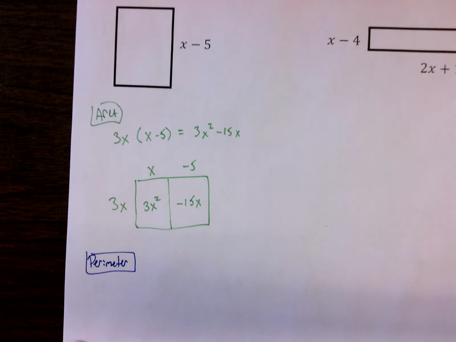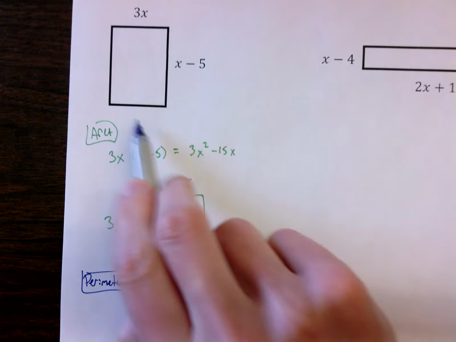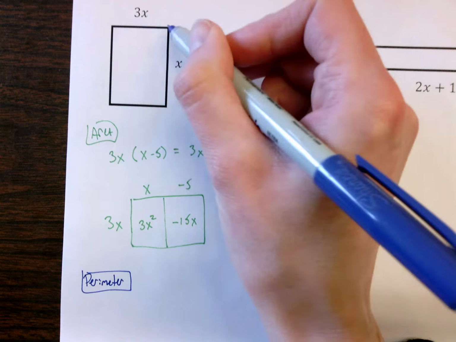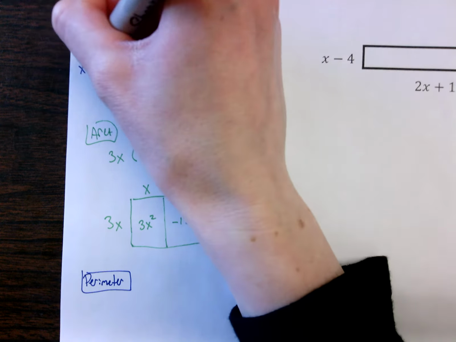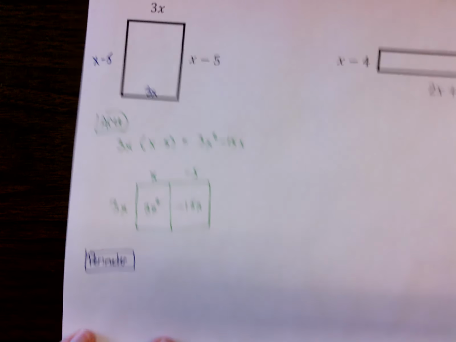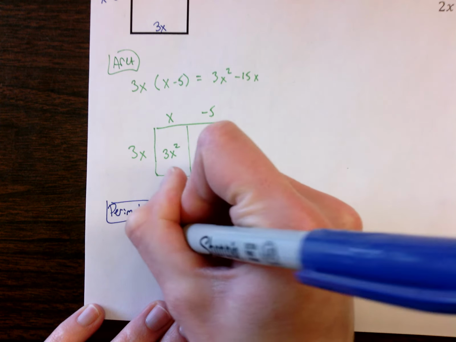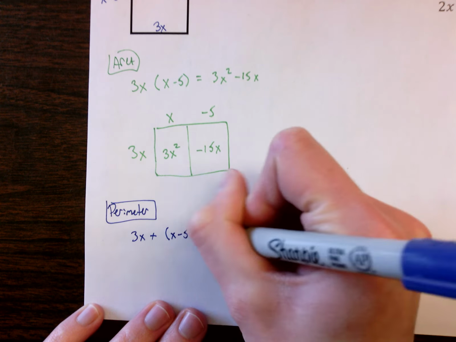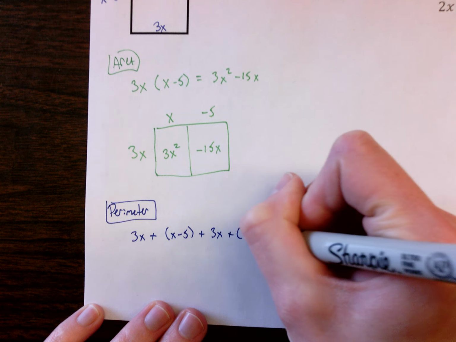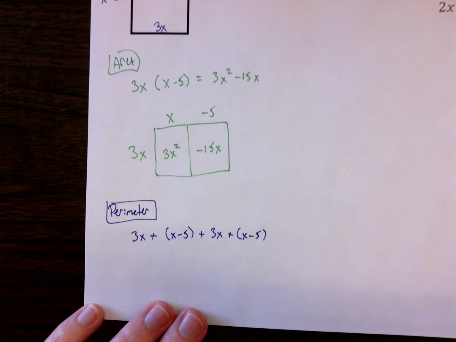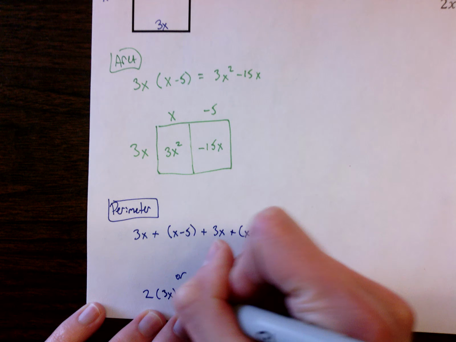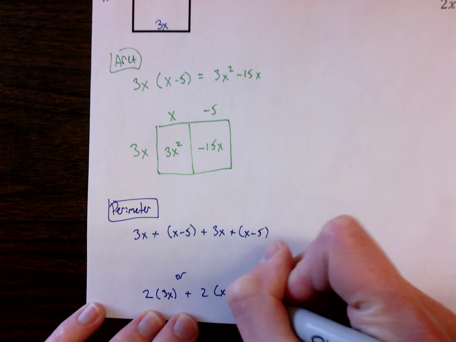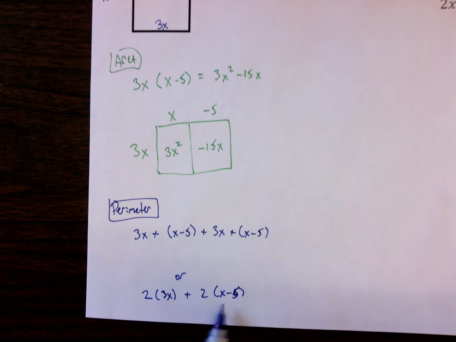To do this, we can do one of two things. We can either add together all four sides, where I know that if this side is 3x, so is this side, and if this side is x minus 5, so is this side. So option one is to add all the sides together: 3x plus x minus 5 plus another 3x plus another x minus 5. Or we can say we're doing 2 times 3x plus 2 times x minus 5, because there's two sides of 3x and two sides of x minus 5. Either way, you're going to get the same answer.